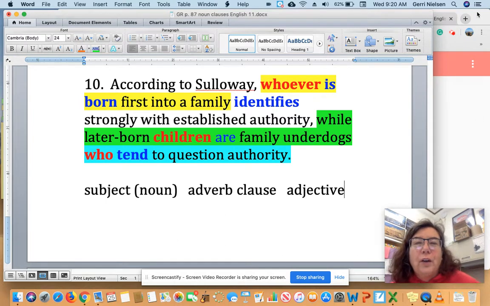I hope you can try your assignment. It's on page 600. It is set 3 noun clauses. Just follow the directions. Let me know if you have questions.